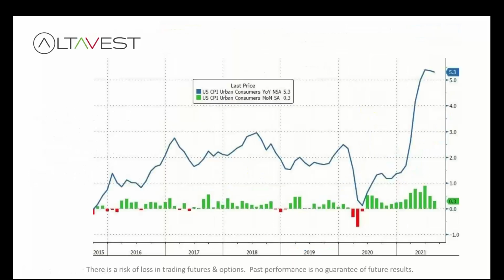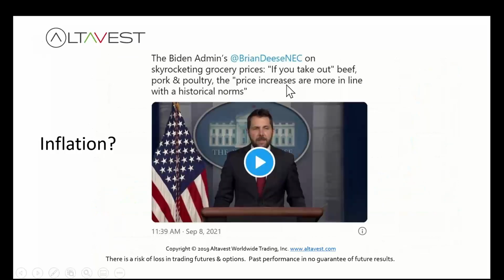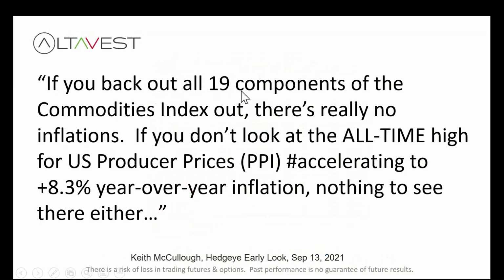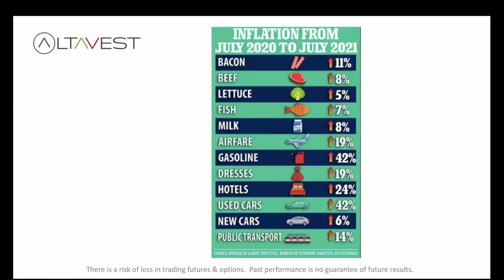How about this CPI? How about that CPI number? But meanwhile, of course, you know what that is, consumer price inflation. But meanwhile, our government's telling us, well, if you don't count all the things that basically you use every day in your life, then it's just normal. Like this guy says here sarcastically, if you just back out all 19 components of the commodities index, there's no inflation. If you don't look at the all-time high for US producer prices, accelerating to plus 8.3% year over year inflation, there's nothing to see either. So yeah, look at that. And I think those numbers are understated, but you all know what I'm talking about.